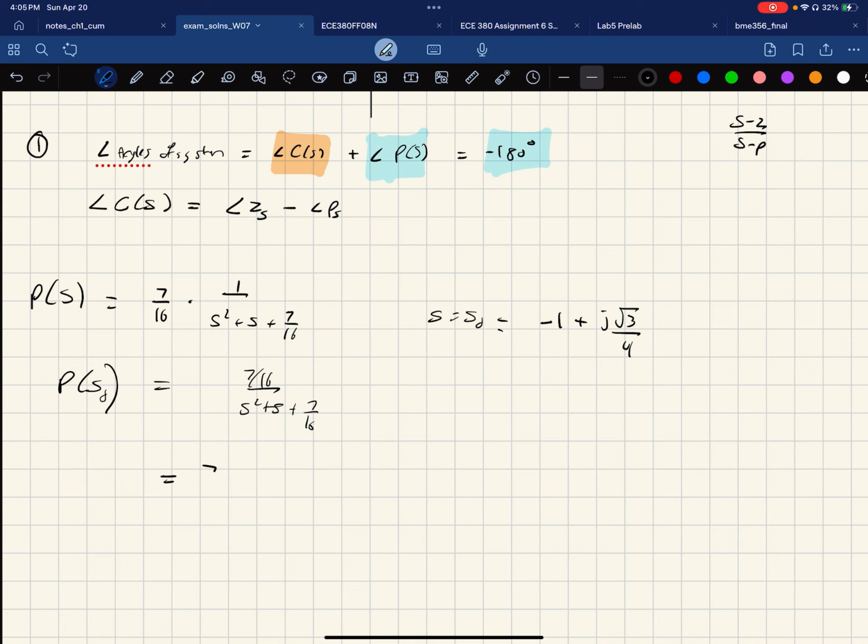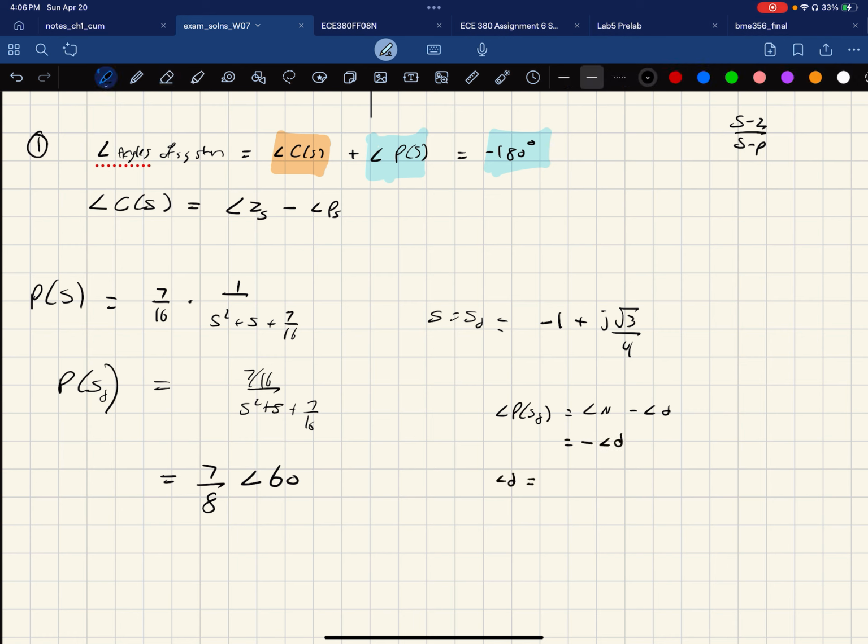And you'll get 7 over 8 phasor 6. I know I'm right because this is a nice angle and there's no decimals. And if you wanted to do a sanity check, I mean, you could. It's just useless, but you would say that the phase of P(sD) is equal to the phase of the numerator minus the phase of the denominator. The numerator is just a real number, 7 over 16, so its phase is 0. So it's just going to be minus the phase of the denominator.